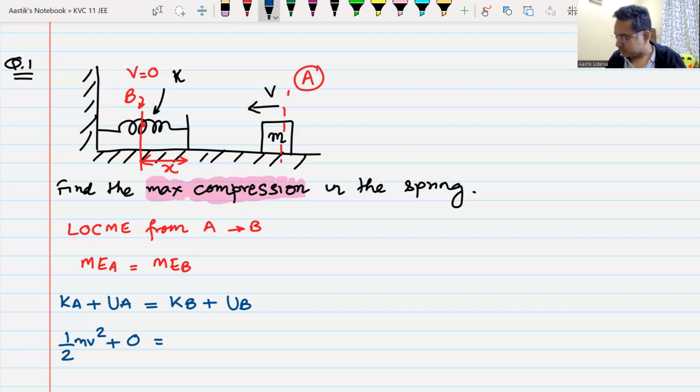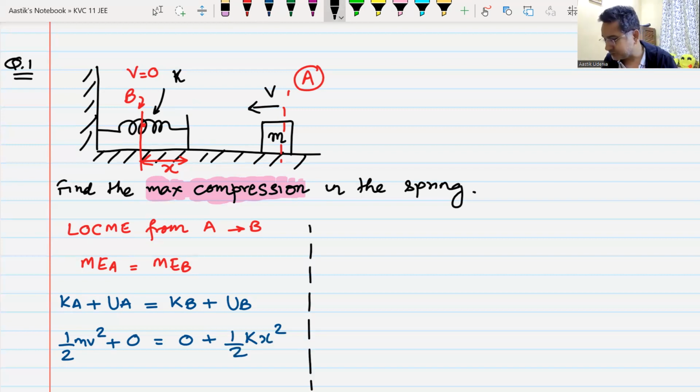Zero, sir. Good. What is the potential energy at point B? mgh. Half kx square. That is the potential energy which is stored in the spring.